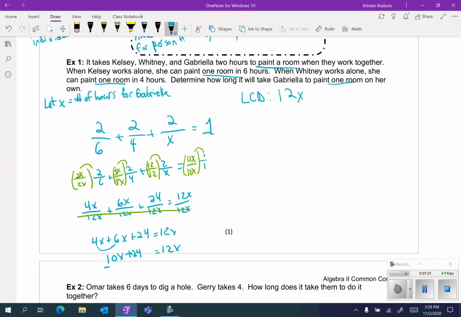So I'm going to bring the 10x over. And I'm going to get 24 is equal to 2x, which tells me that x is going to be equal to 12. So Gabriella takes 12 hours to paint one room because she's way slower than everyone else.